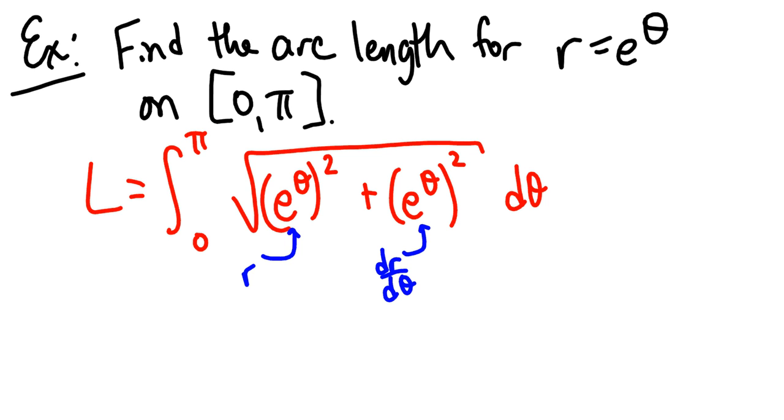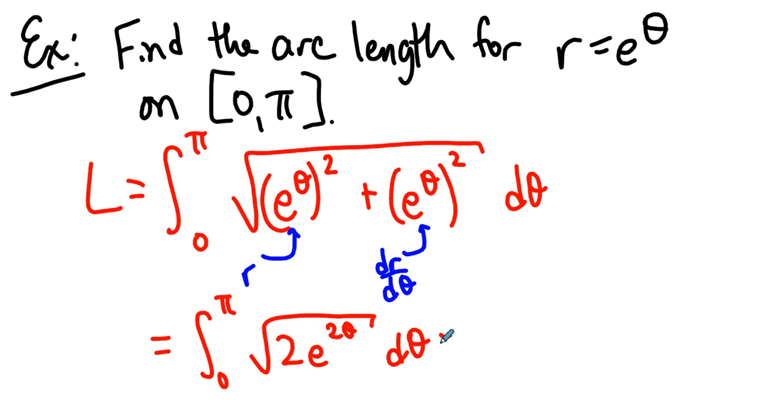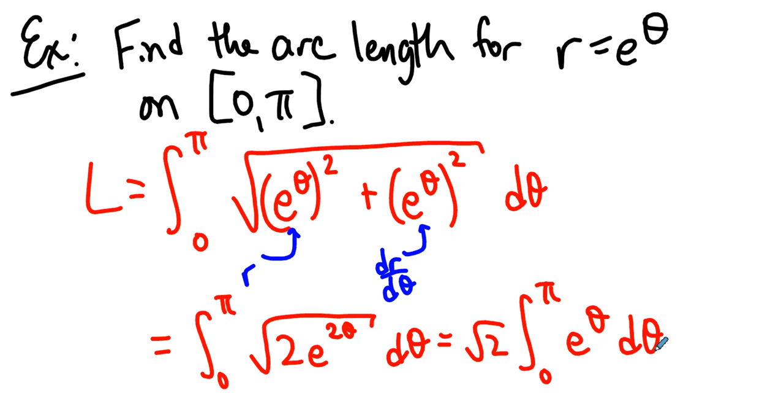Well, that's not too bad, right? I mean, this is the square root of 2e to the 2 theta. Well, that's a square root of 2. Pull that out. And the square root of e to the 2 theta is just e to the theta. So we know how to do that.